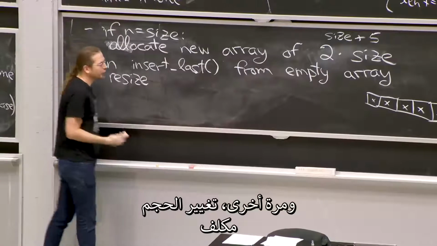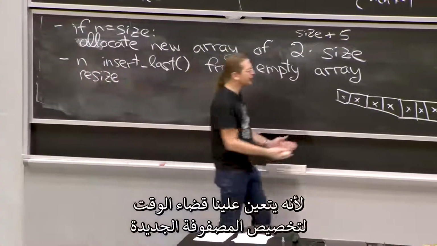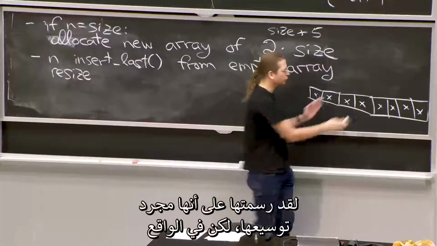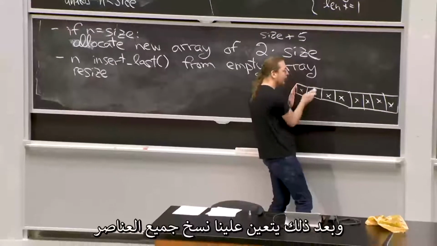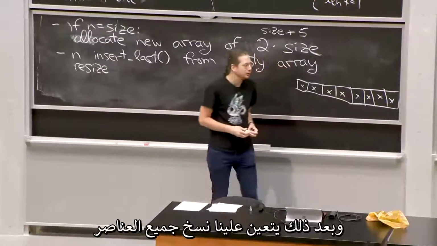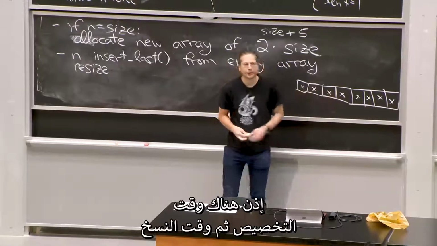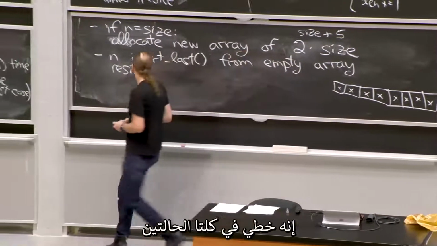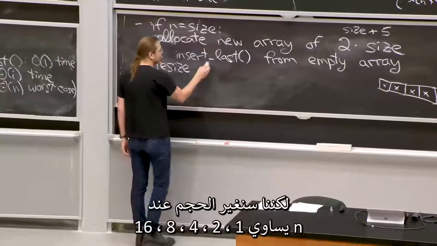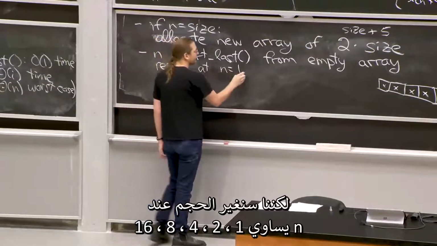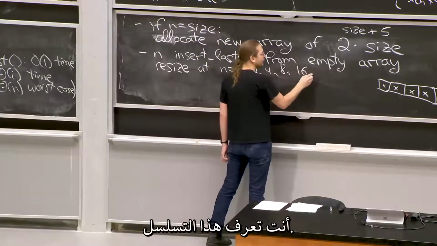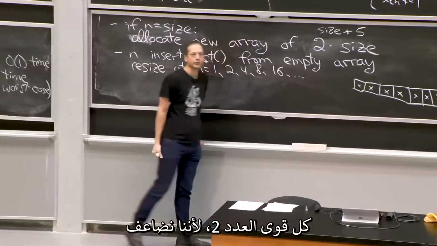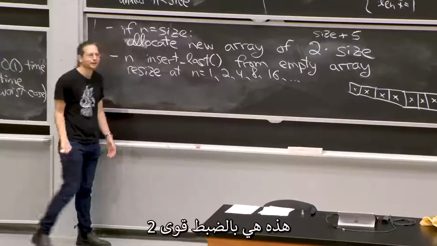And again, resizes are expensive both because we have to pay to allocate the new array. I drew it as just extending it. But in fact, we're creating a whole new array. And then we have to copy all of the items over. So there's the allocation cost and then the copying cost. So it's linear either way. But we're going to resize at n equals 1, 2, 4, 8, 16. You know this sequence. All the powers of 2, because we're doubling. Right? That is exactly powers of 2.